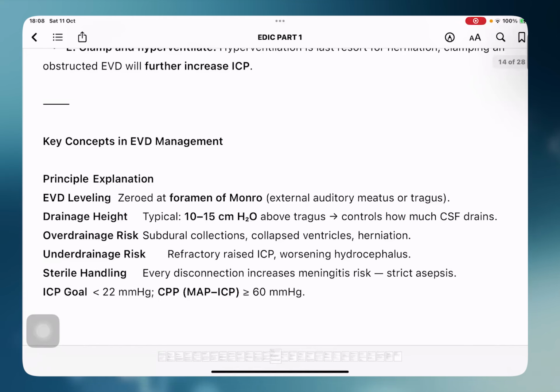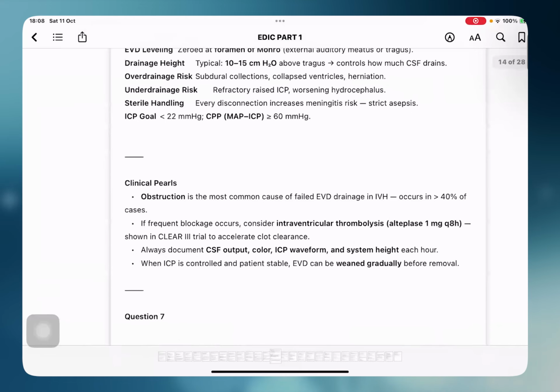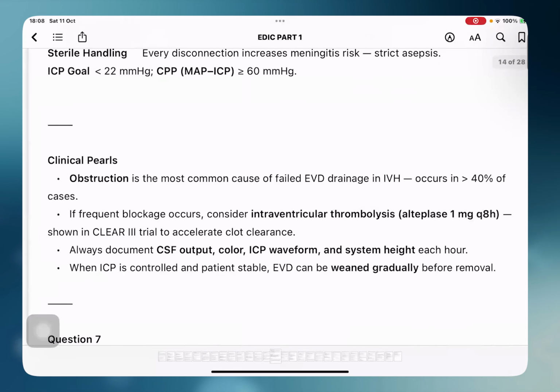Sterile handling: every disconnection increases the risk of meningitis, so follow very strict asepsis. Goal of ICP control is less than 22. Goal of CPP maintenance is more than 60 to 75. Obstruction is the most common cause of failed EVD drainage in IVH patients. If frequent blockage occurs, consider intraventricular thrombolysis with alteplase.